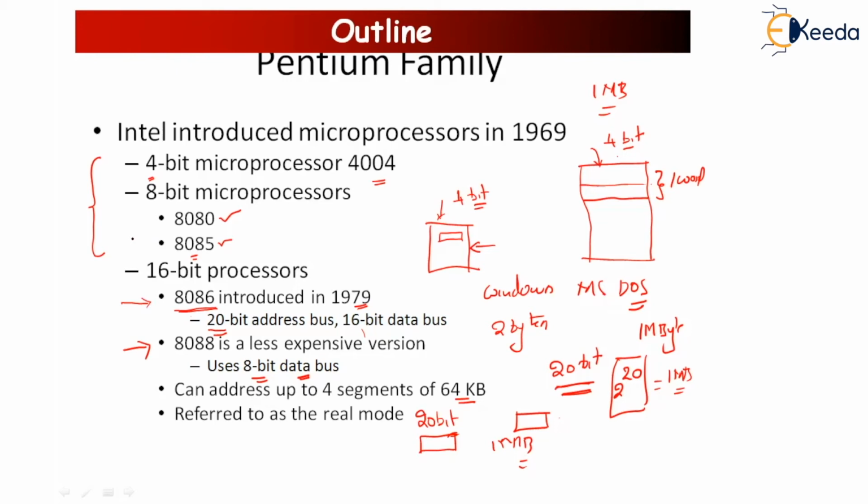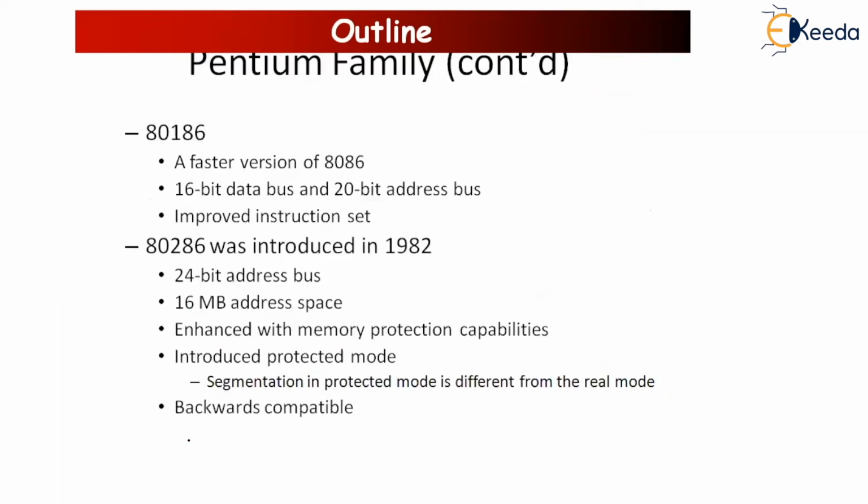A total of 4 segments are available in 8086. All those 4 segments can be effectively addressed by using a 20-bit address. And the mode in which a programmer works is referred to as real mode. What is the real mode operation? Real mode is the operation in which a programmer is going to use the computer system.